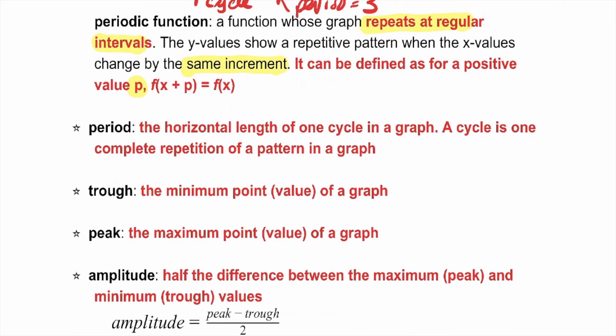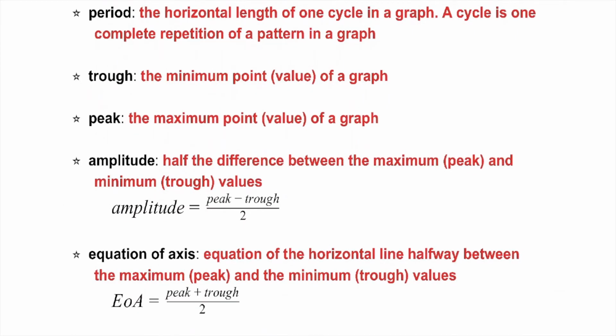I'm actually going to look at the next definition first, equation of axes. You can think of it as a halfway point between the maximum and minimum, or a halfway point between our graph. And it's the equation of a horizontal line. So we know that any equation of a horizontal line is y is equal to.